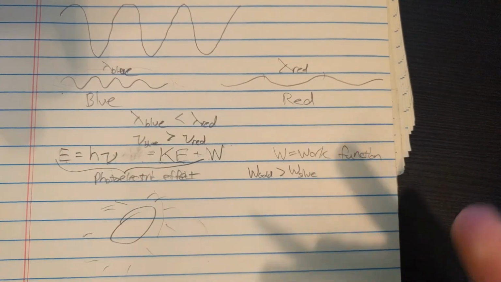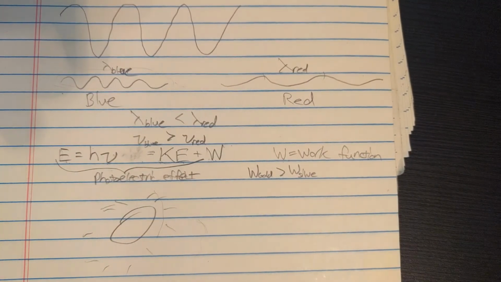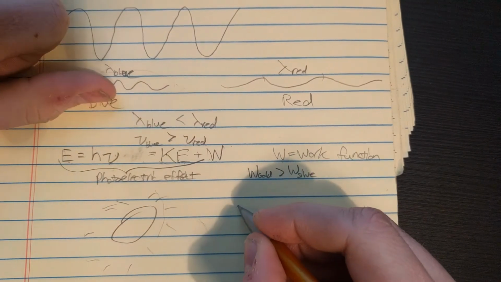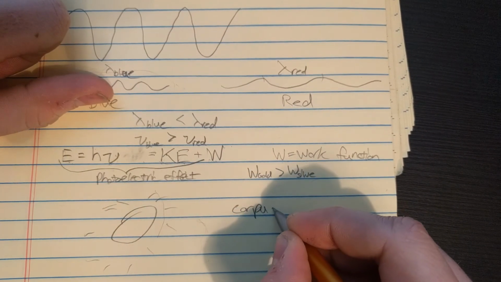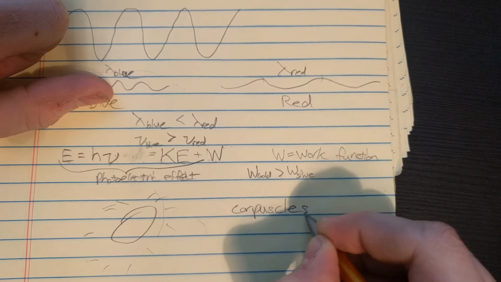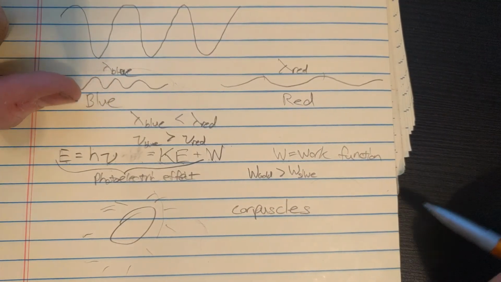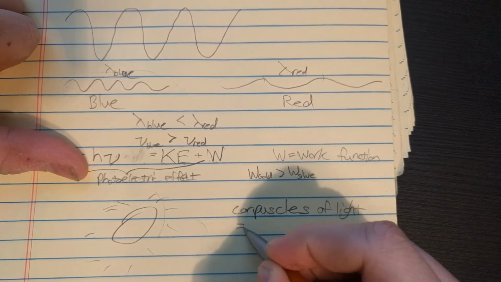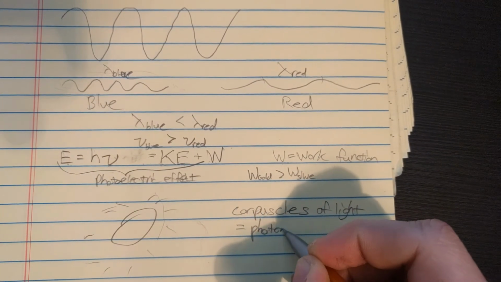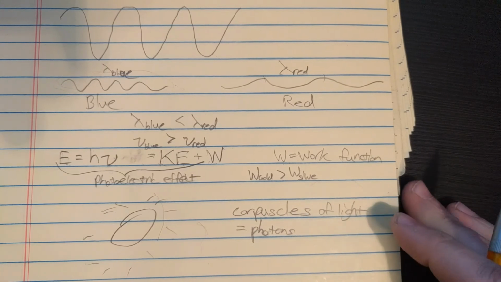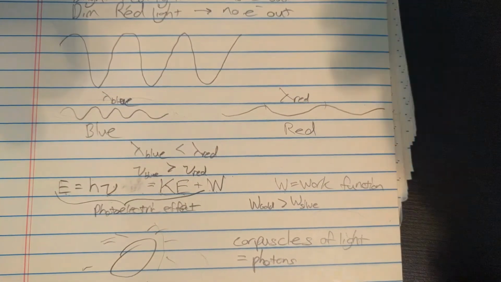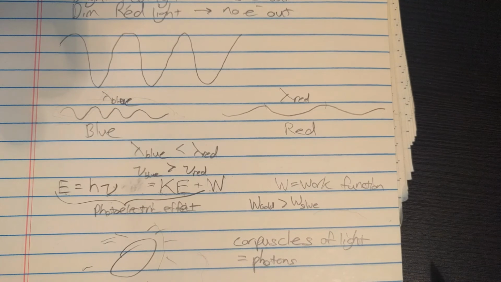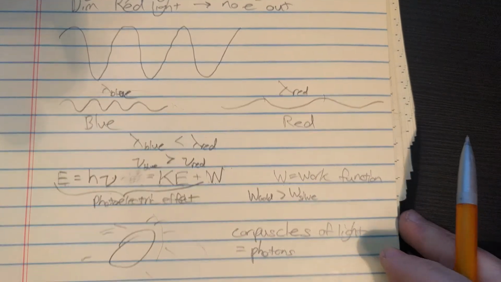And those particles of light, Newton called them corpuscles. Corpuscles of light are photons. So that explains a little bit about the dual nature of light as a wave and as a particle.